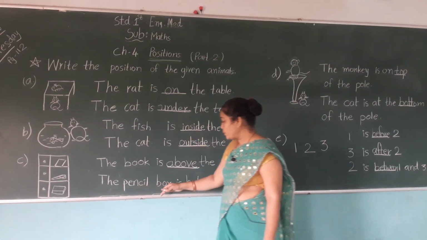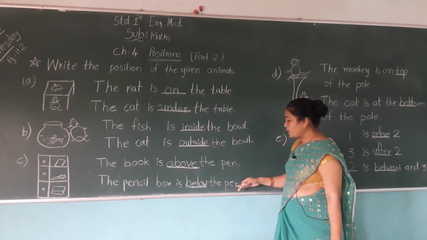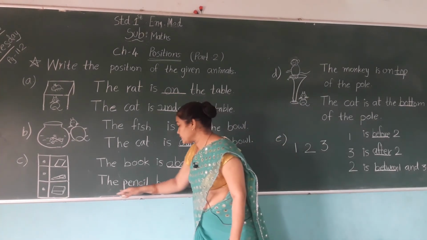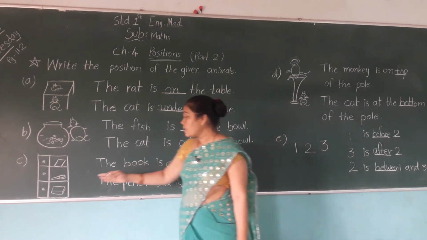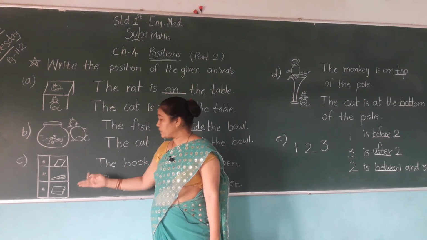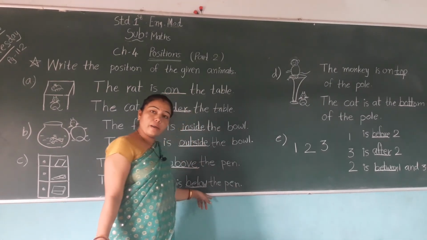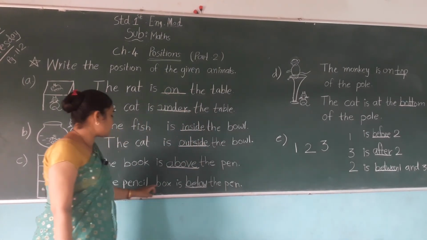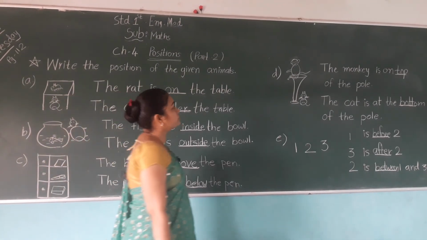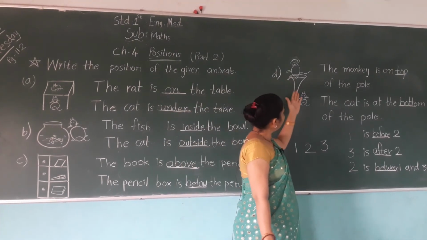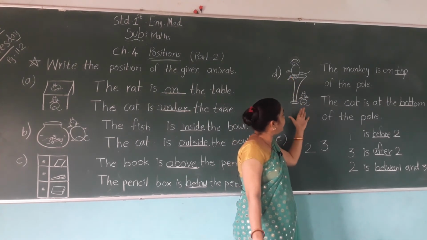The pencil box is dash the pen. Where is the pencil box? See here. The pencil box is below the pen. Where is the pencil box? Below the pen. Now next D. Look at this picture. We have to write the position of the monkey and the cat.